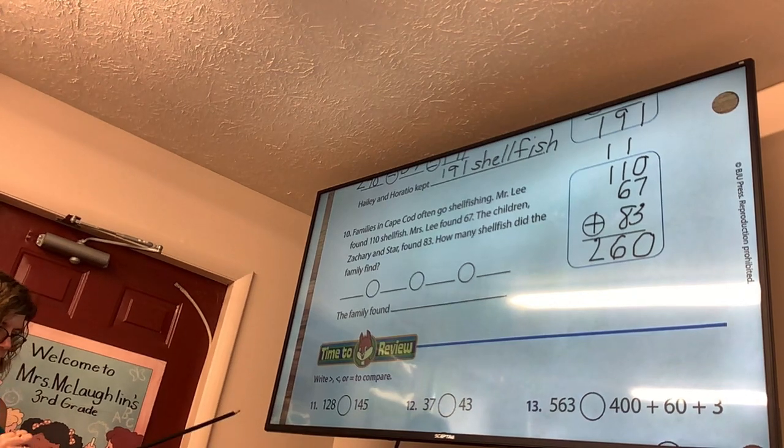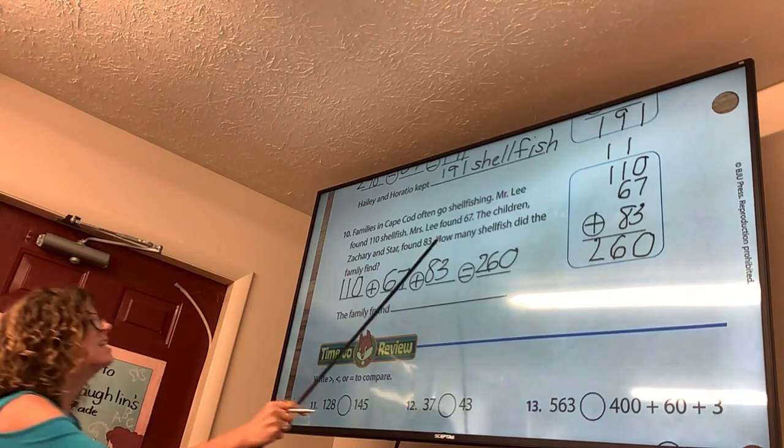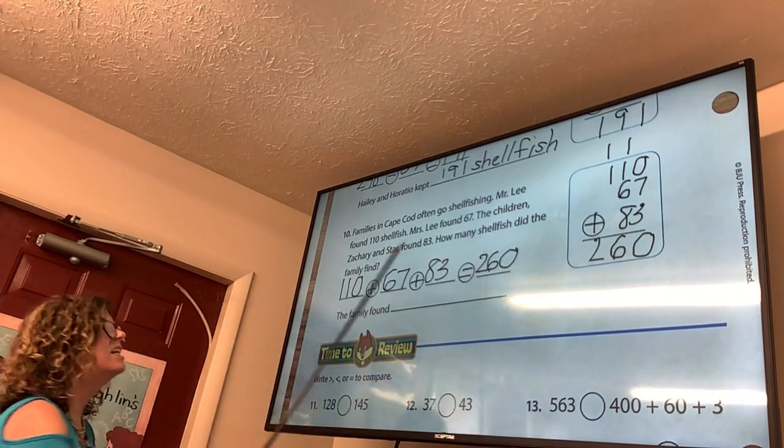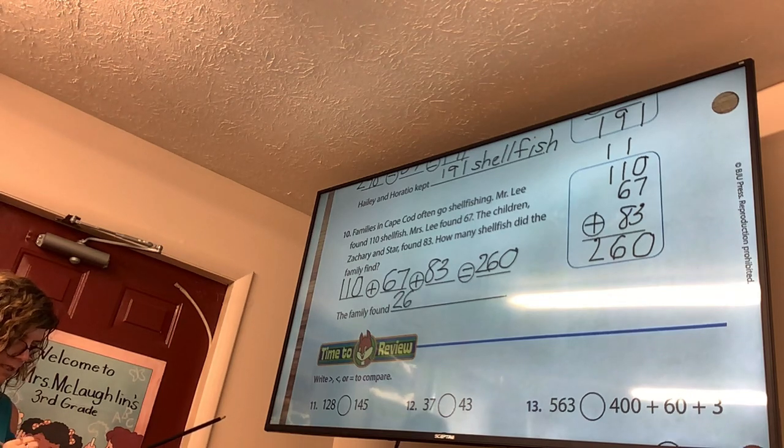260 is our answer, and then we need to rewrite it going across. So we're going to start with Mr. Lee with 110 plus 67 for Mrs. Lee plus 83 for the children equals 260. And again, the label was how many shellfish. So that family found 260 shellfish.